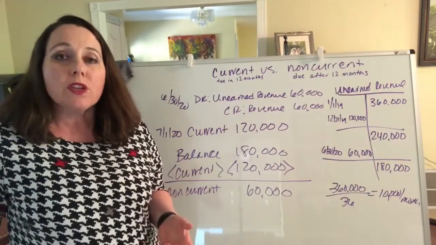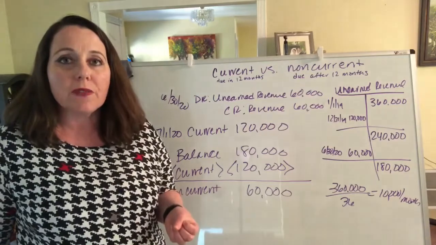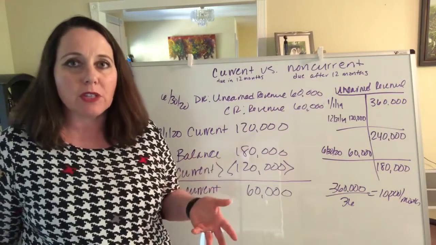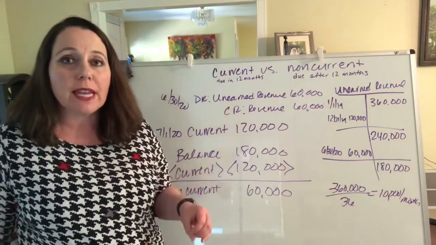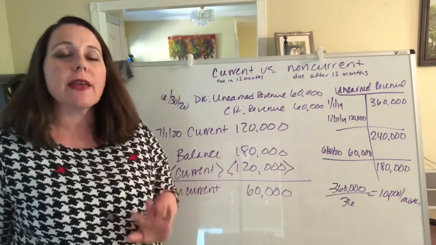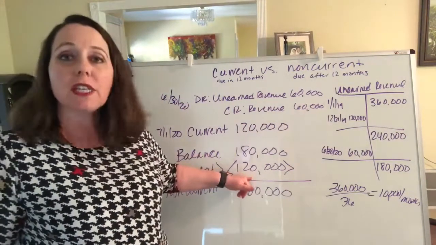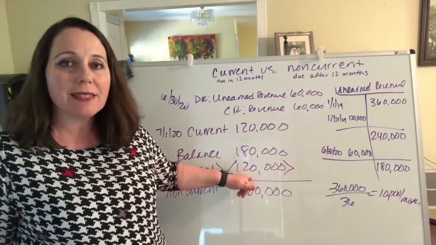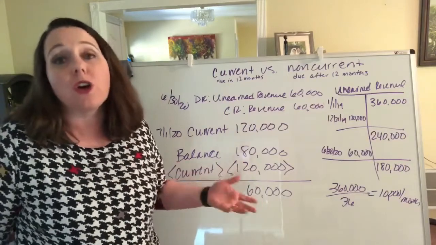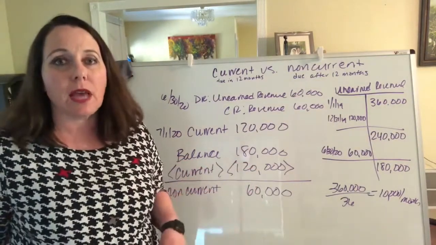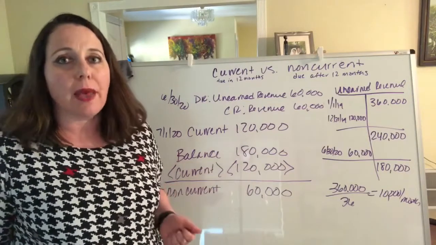So the important thing to remember is the current portion of any liability is the part that will come due. Either we'll have to pay it or we have to provide services within the next 12 months. Non-current is anything beyond that 12 months. The current generally doesn't change until the entire balance is all current, basically. It's the non-current that decreases as time goes by until the entire balance becomes current.